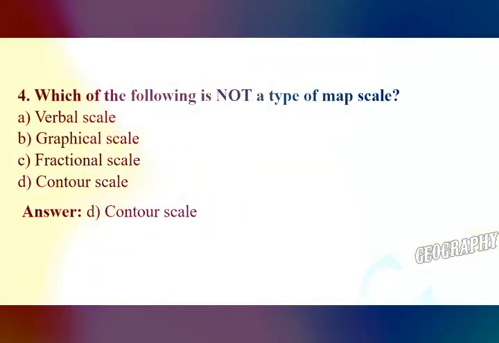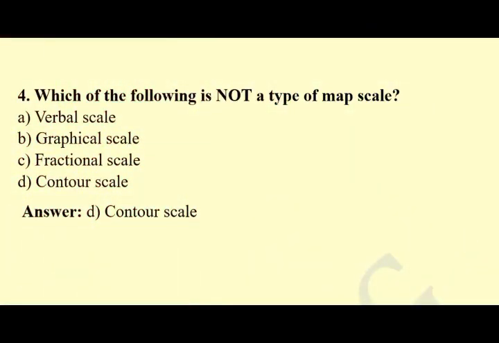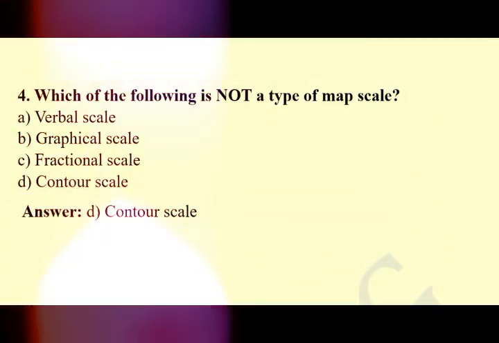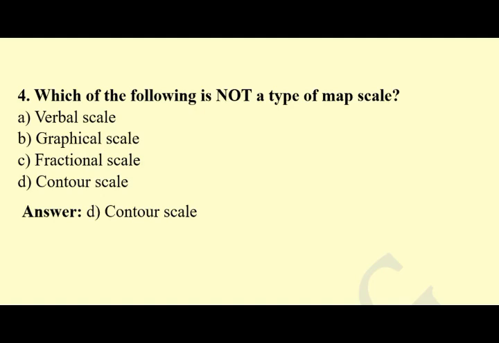Question number 4. Which of the following is not a type of map scale? Verbal scale, graphical scale, fractional scale, contour scale. Here the right answer will be contour scale, because the other three types, verbal scale, graphical scale, and fractional scale, are types of map scale in cartography.